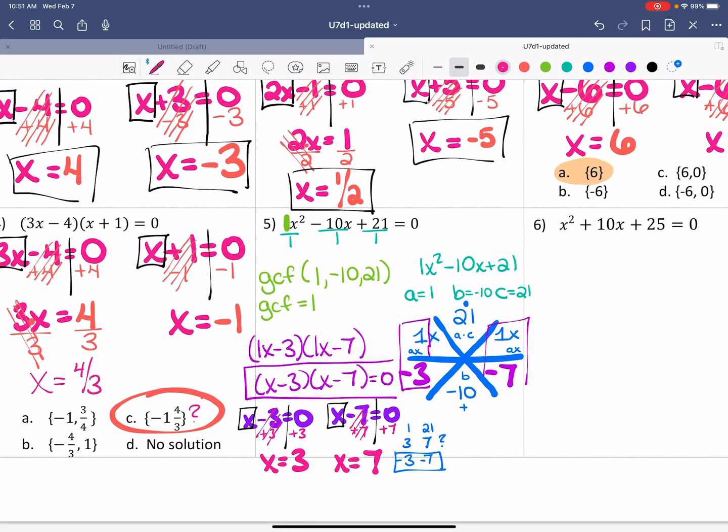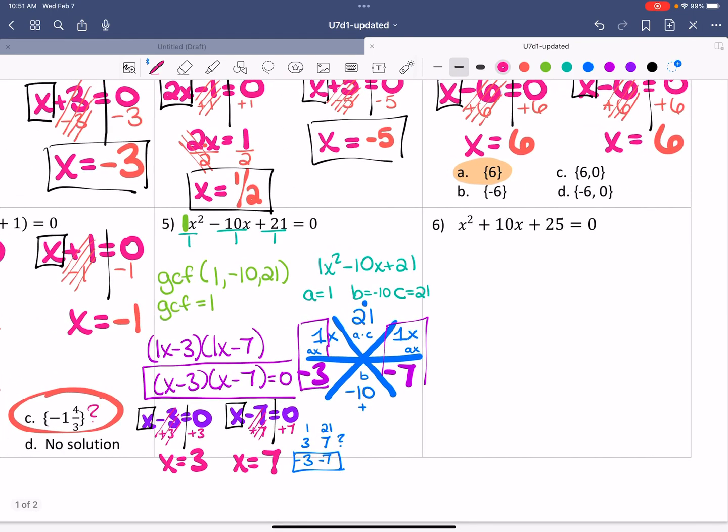Okay, now I want you to pause and try your own and do the full thing for number 6. Practicing that snowflake method because it's not going to go away.